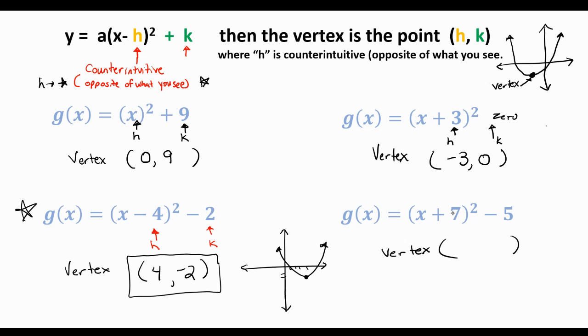There we go. Remember, H is inside the parentheses, K is on the outside. So I hope in your head you're thinking, oh, that vertex is at -7 because H is opposite, -7, -5. Okay?